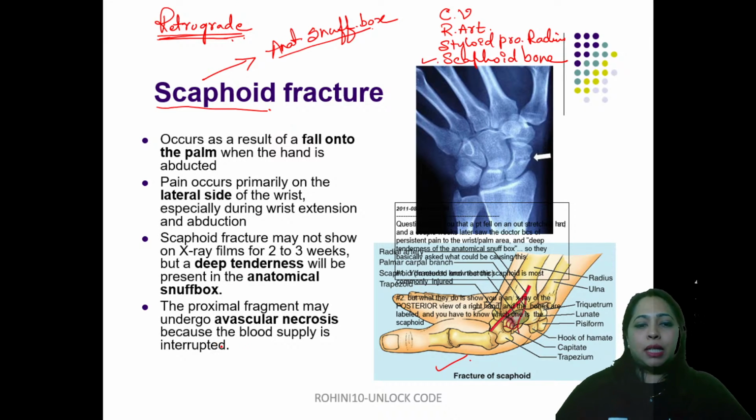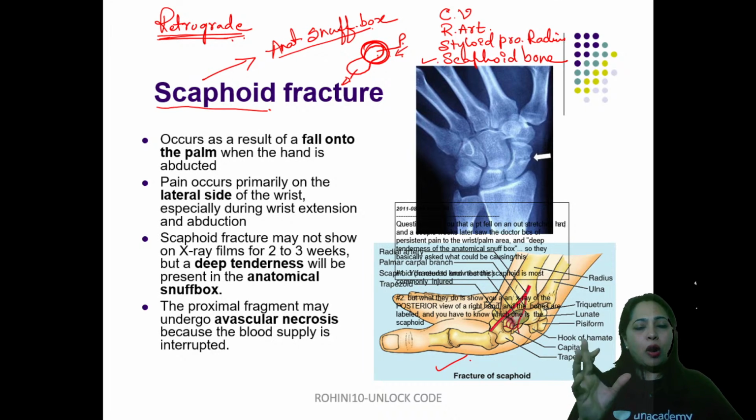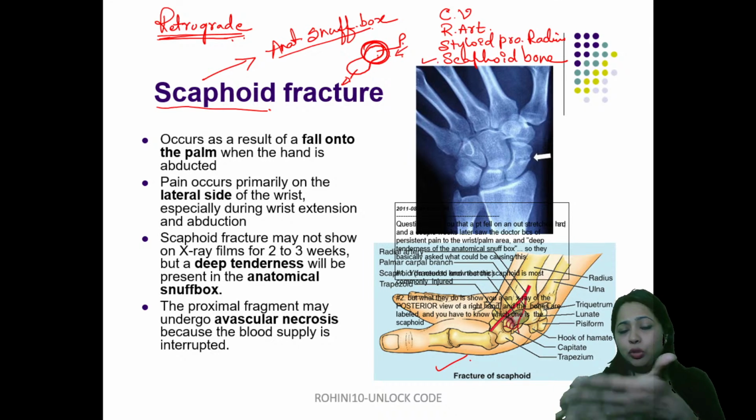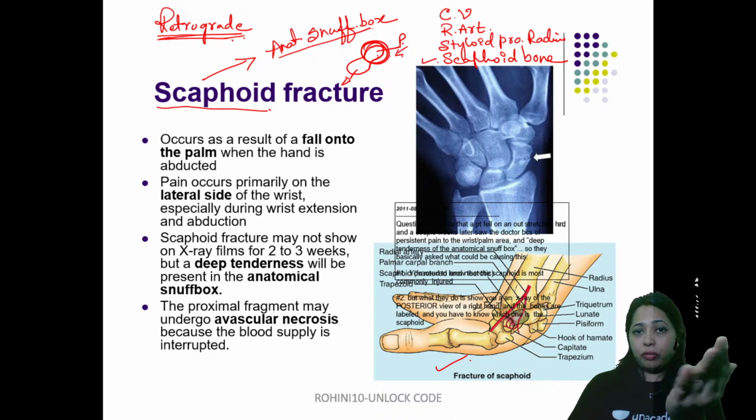So that's why the proximal fragment may undergo avascular necrosis. It is like a small peanut. This particular fragment, this is proximal, this is distal. The proximal fragment may undergo avascular necrosis because it is the last one to get the blood supply. So remember this, the pain occurs primarily on the lateral side of the wrist, where you have the anatomical snuff box, especially when you do wrist extension, not flexion, and also when you do abduction of the wrist.